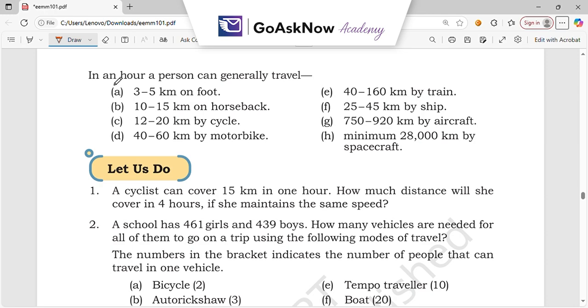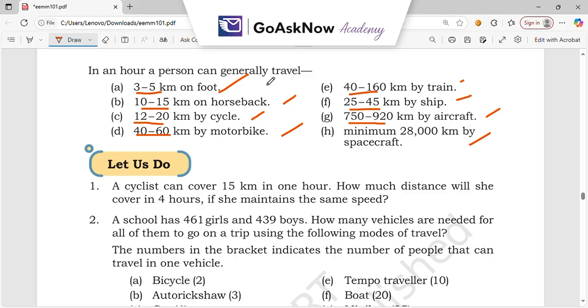Here, in an hour, a person can generally travel 3 to 5 kilometers on foot, 10 to 15 kilometers on horseback, 12 to 20 kilometers on a cycle, 40 to 60 kilometers on a motorbike, 40 to 160 kilometers by train, 20 to 45 kilometers by ship, 750 to 920 kilometers by aircraft, minimum 28,000 kilometers by spacecraft. We can travel this much by various means.